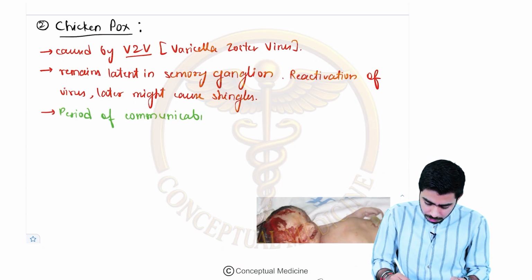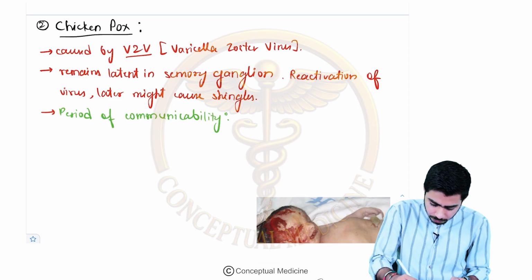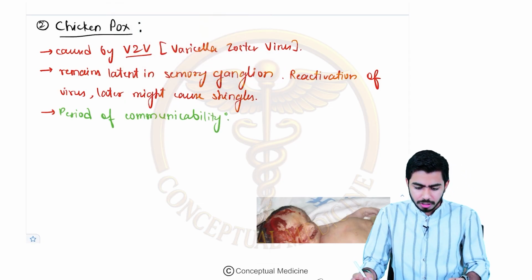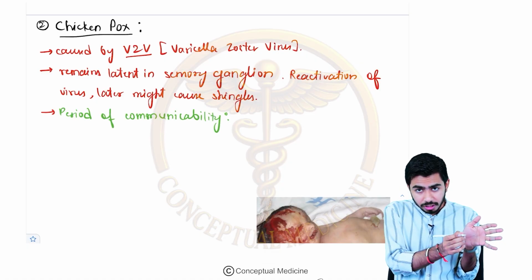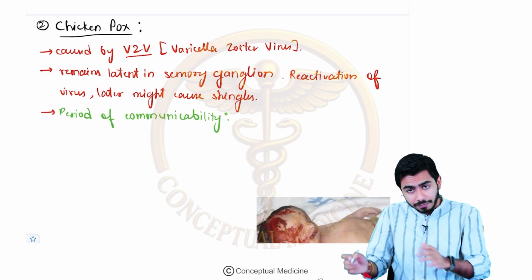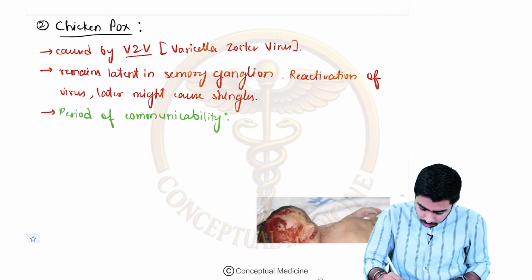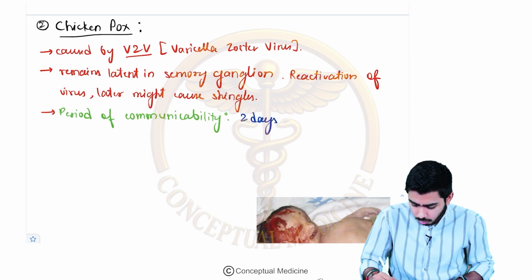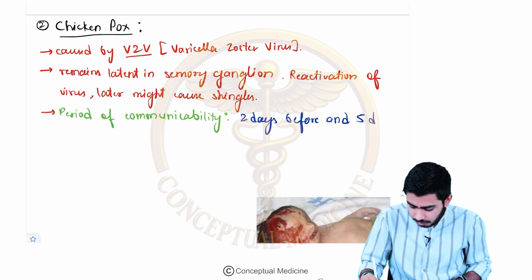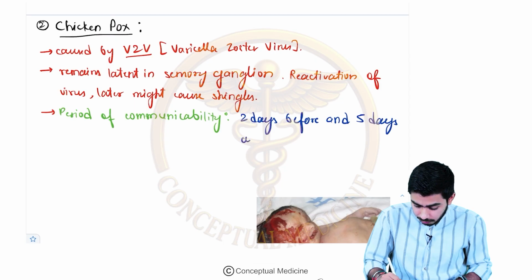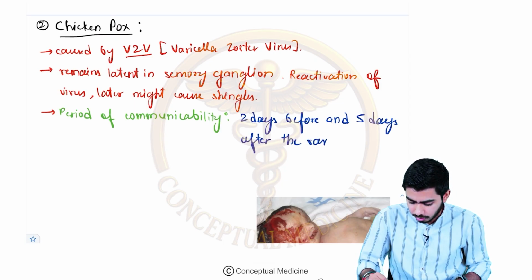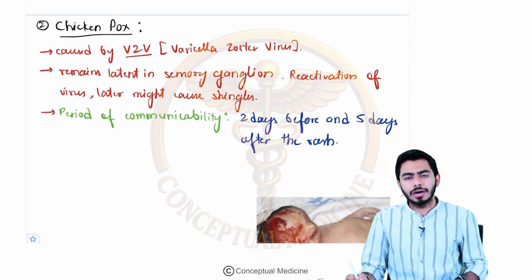So if we talk about the period of communicability, it is 1 to 2 days before the rash and almost around 4 to 5 days after the rash. So I am just writing 2 days before the rash and 5 days after the rash.